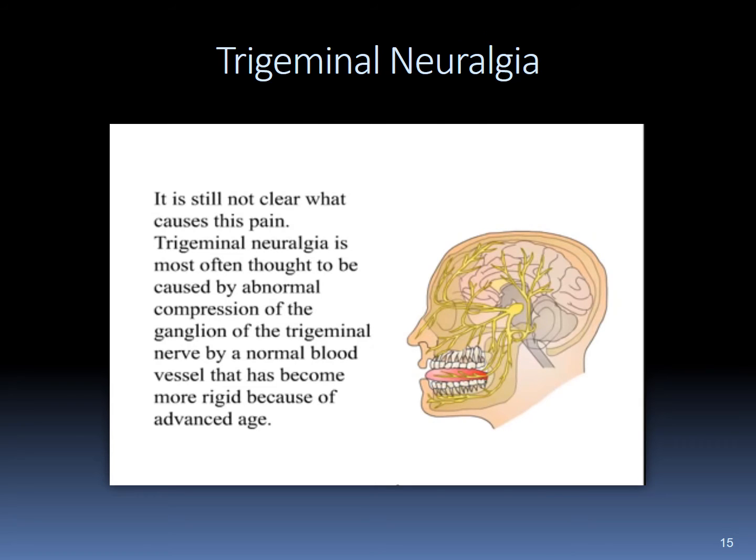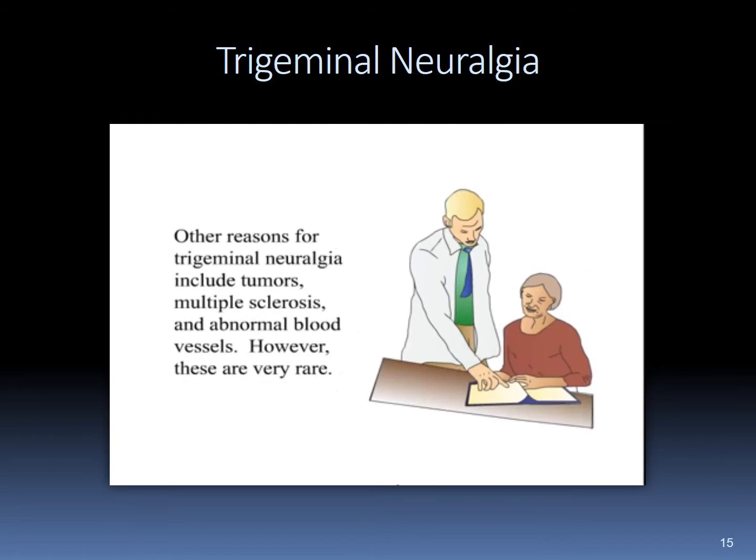Trigeminal neuralgia is most often thought to be caused by abnormal compression of the ganglion of the trigeminal nerve by a normal blood vessel that has become more rigid because of advanced age. Other reasons for trigeminal neuralgia include tumors, multiple sclerosis, and abnormal blood vessels. However, these are very rare.